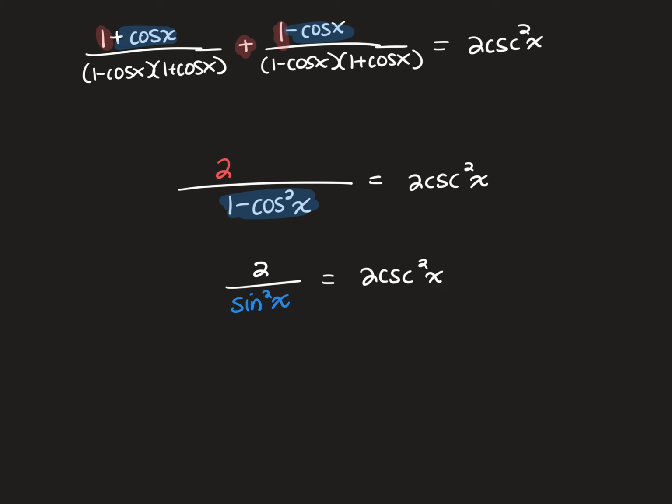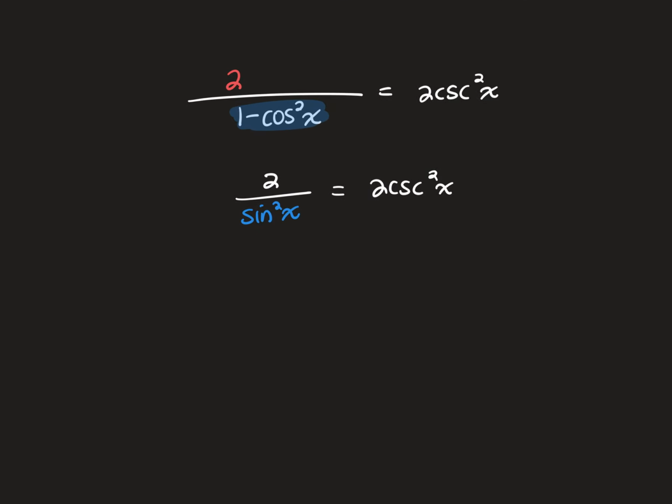Now, I noticed that on the right side I've got cosecant squared, and on the left side I have sine squared. Most of the time we're changing things into sines and cosines, but this time I need to change sine into cosecant. So I'm going to use my reciprocal identities, and I'm going to write this as 2 over 1 over cosecant squared.